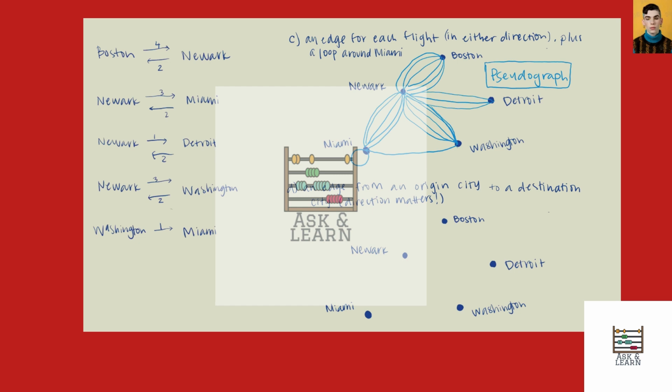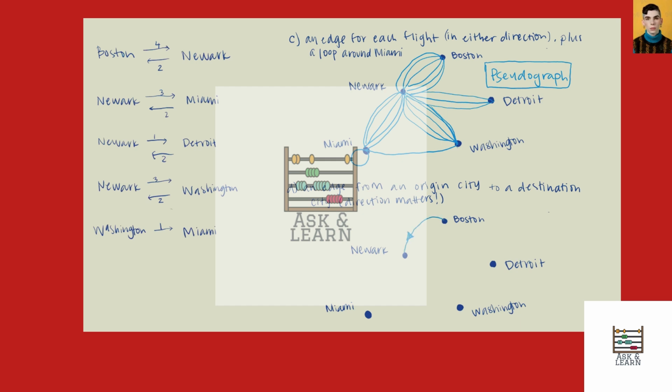Part D says, in essence, that we need an edge from each origin city to each destination city. And so the key here is that direction does matter because it's telling us where we need to start and where we need to finish. Also, it doesn't say that we need one for each flight, so we're not needing multiple edges showing each flight. As I look at my summarized information, I know that there's flights from Boston to Newark, so I need to show that.